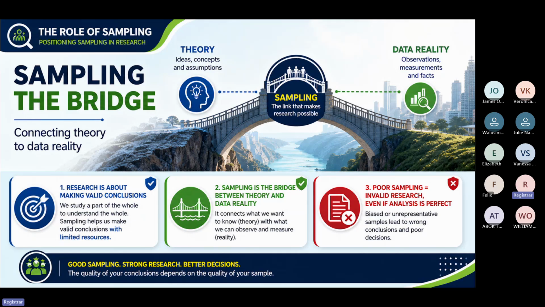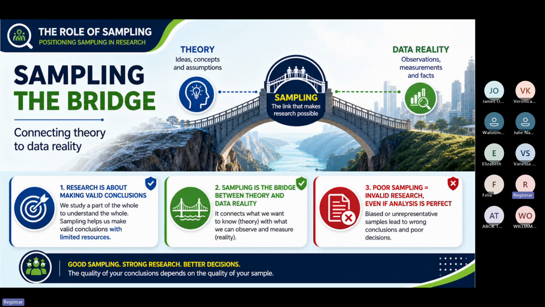Because if sampling is not proper, you will get biased information and unrepresentative samples. Because the sample should be a cross section of the population. So that is why we use a lot of category variables as well. And this will lead to wrong conclusions and poor decisions. So to say that good sampling leads to a strong research. If the research is strong, the decisions will be better.